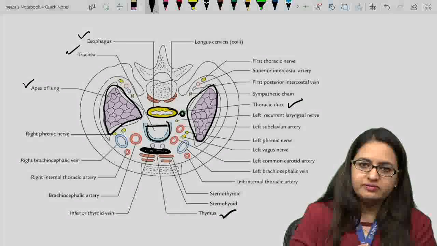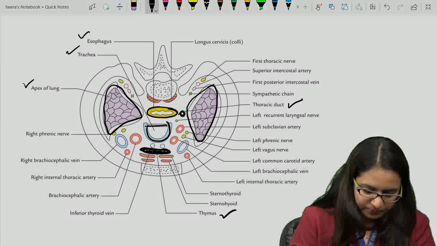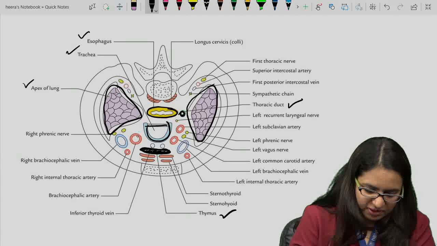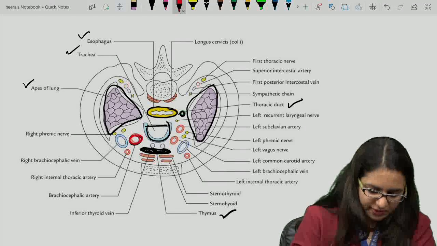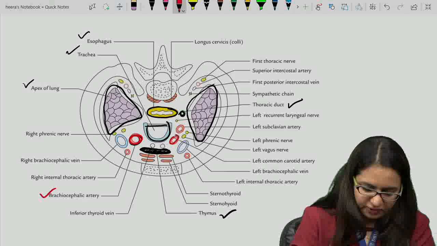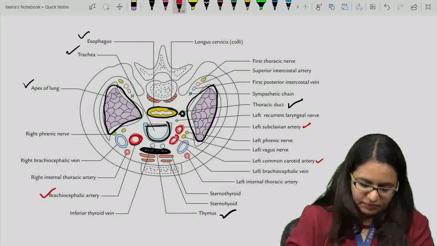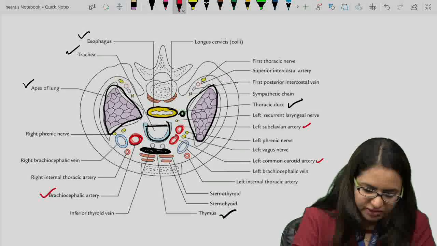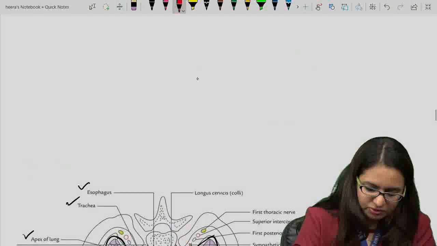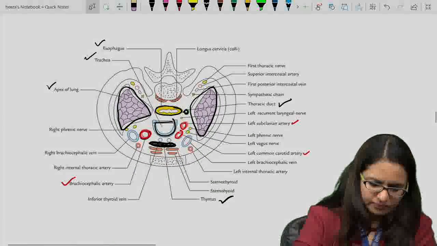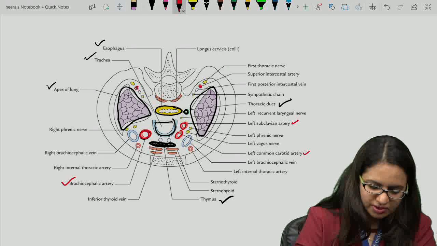Then if we talk about the vessels, so first of all the arteries, the major arteries which are passing through it are the brachiocephalic artery, which is on the right side. This is the brachiocephalic artery. Then we have left subclavian artery and the left common carotid artery. These are the major arteries, and apart from that we have superior intercostal artery, which is present on the right and the left side. This is the superior intercostal artery over here, which is present on the right and the left side both.